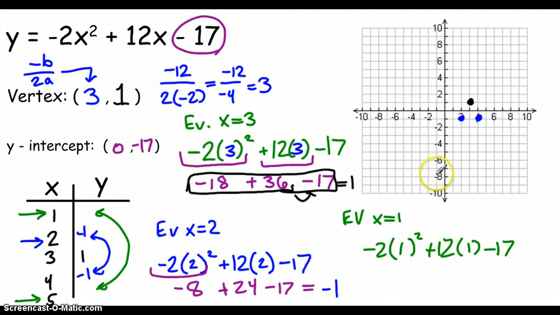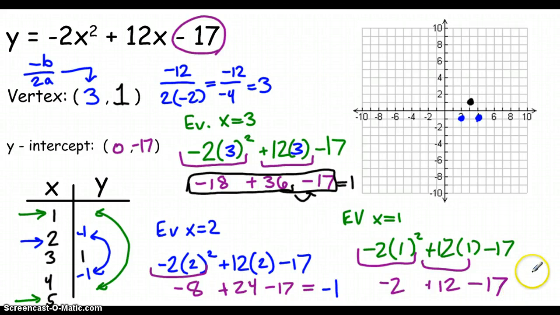So taking it term by term here, 1 squared is 1 times the negative 2 gives us a negative 2. Here we have a plus 12. And then we have the minus 17. So when we put all of this together here, we will end up with a negative 7. So that fills in both spots on our table. And we can plot that. So I'll go to 1, and I'll go down to a negative 7. And we can go to 5, and we can go down to a negative 7.